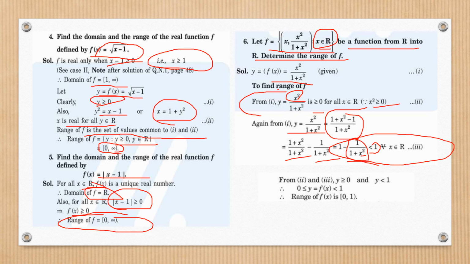So what do I get from my 2? Now go for the common conditions. It says that y is positive here, and y is less than 1 you got here. So that means y is greater than or equal to 0 and less than 1. So the range is the semi-closed interval 0 to 1.